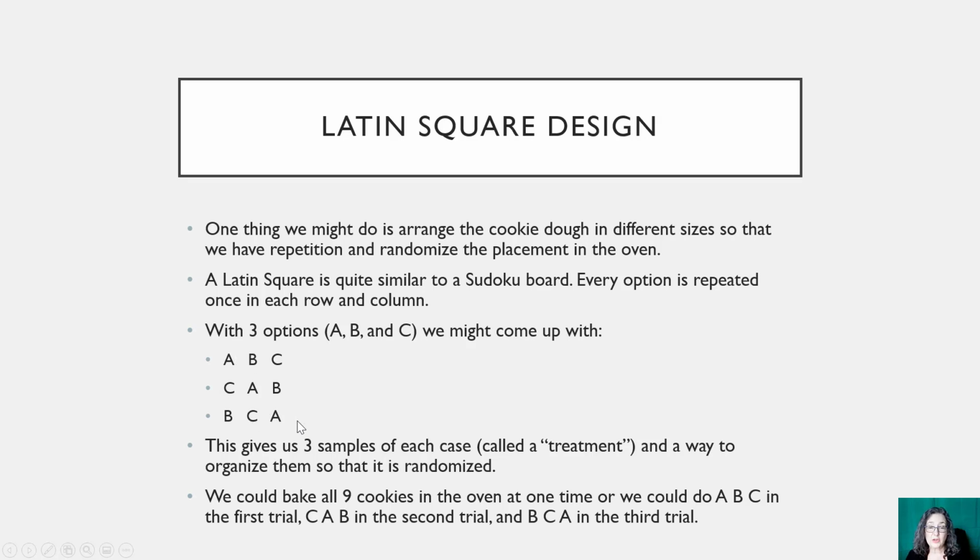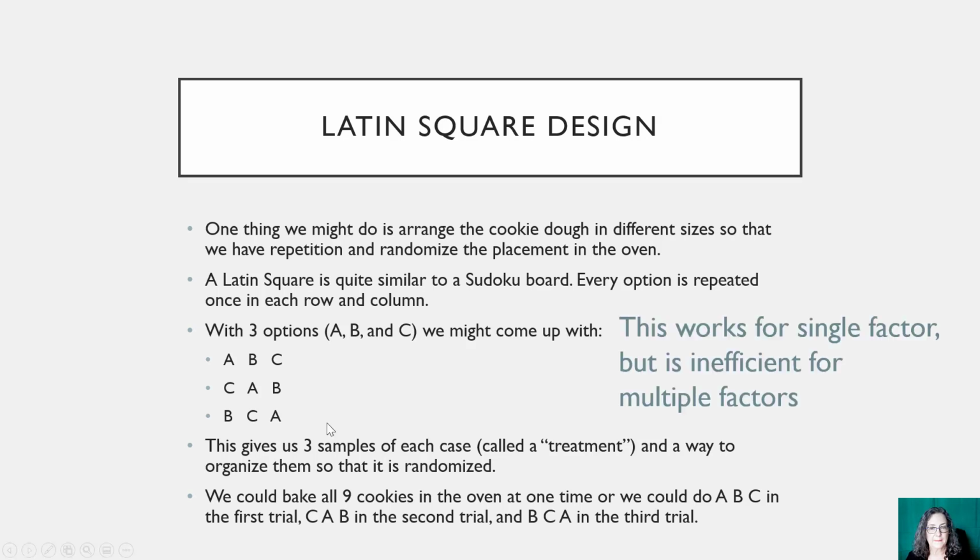And then you could do all of those in the oven at one time, or you could do ABC in one trial and then CAB in another trial. Okay, so this gives us some ways of doing that repetition and randomization. It's planned randomization, but it is randomizing the placement. If you're only having to change one thing, this works pretty well, but it's not very efficient when you have multiple factors. So if I need to do this for the 325 degree oven and the 350 degree oven and the 375 degree oven, etc., okay, then that's not going to be all that efficient.